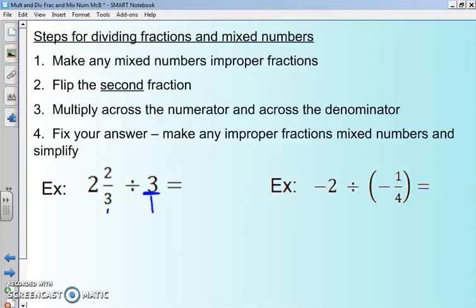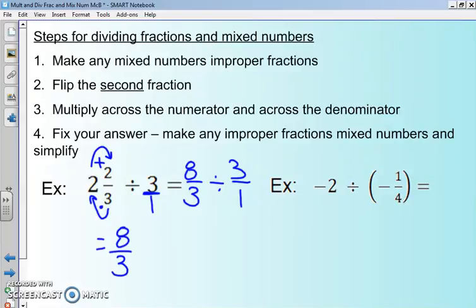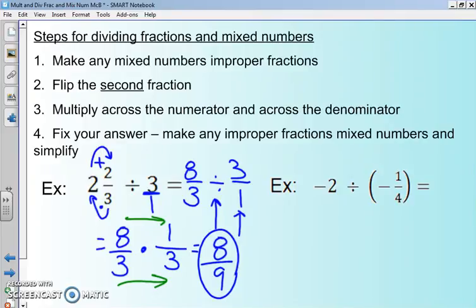So I have a mixed number. I'm going to make it an improper fraction. So I've got 2 times 3 is 6, plus 2 is 8 thirds, divided by 3 over 1. Now I'm going to do my keep, change, flip, multiply by the reciprocal. So I'm going to keep 8 thirds the same, change the division to multiplication, and then change the fraction to its reciprocal. So instead of 3 over 1, I'm going to have 1 over 3. Now I multiply across the numerator, across the denominator, and I get 8 ninths as my answer, and lucky for me, nothing to fix there.